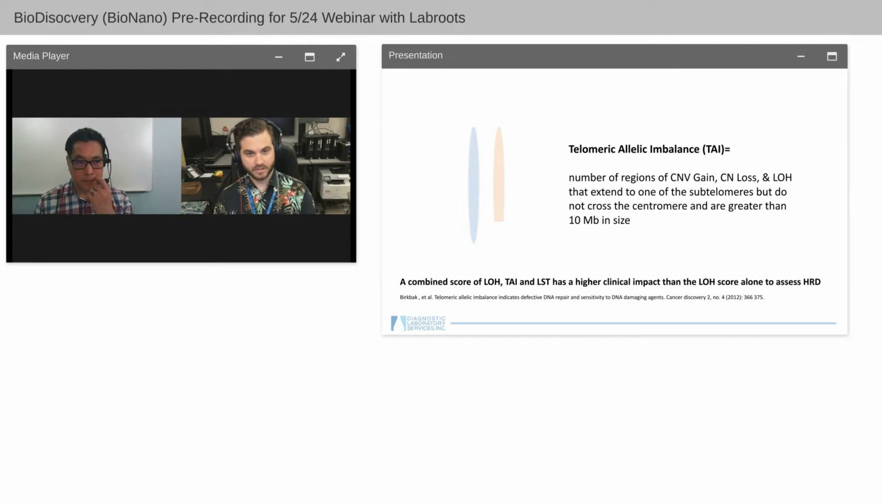The telomeric allelic imbalance is similar. There is a loss of representation of a parental allele, or an imbalance depending on the type of copy number change, whether it's gained or lost. And with respect to the literature, again, as you see down below, cited in the coming slides, we need to evaluate these at a size greater than 10 megabases.